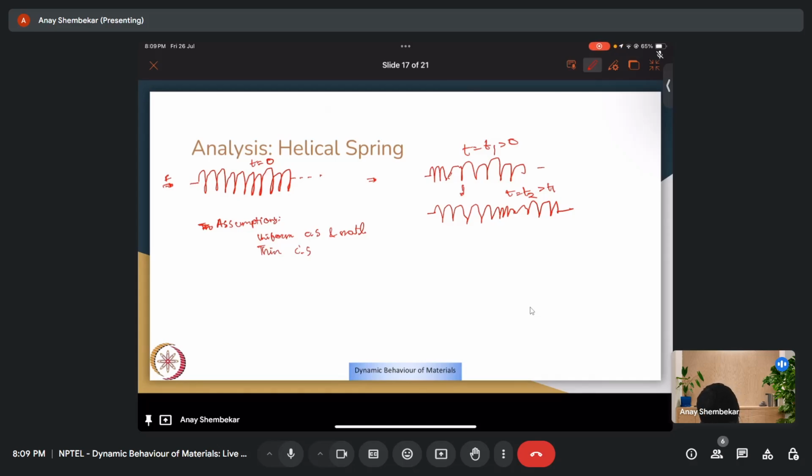So if I analyze how force would act in a helical spring, suppose I have a spring like this. We know that with the ends 1 and 2 displaced by displacements u1 and u2, the force is k times delta u, k times u2 minus u1.